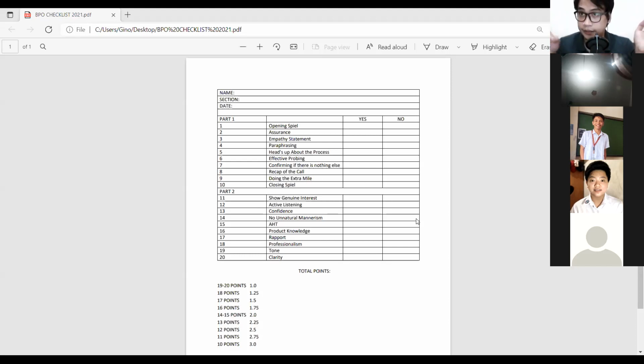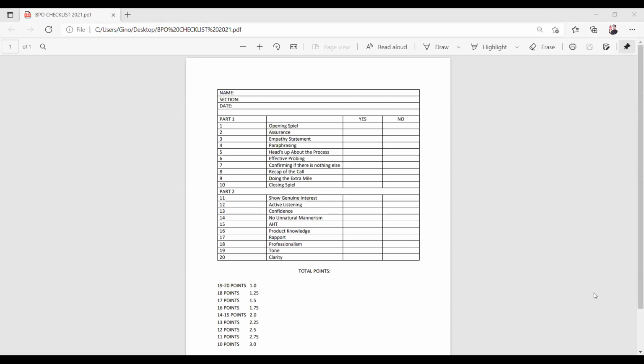So ang part ng call flow ay ito, yung 20 na to. Nakikita nyo ba yung 20 checklist na nakashare ngayon sa screen? Yes po, sir. Okay, very good. So part 1 is the opening spiels.